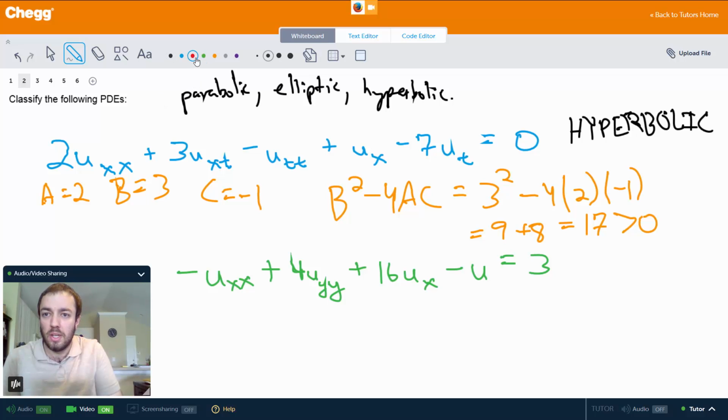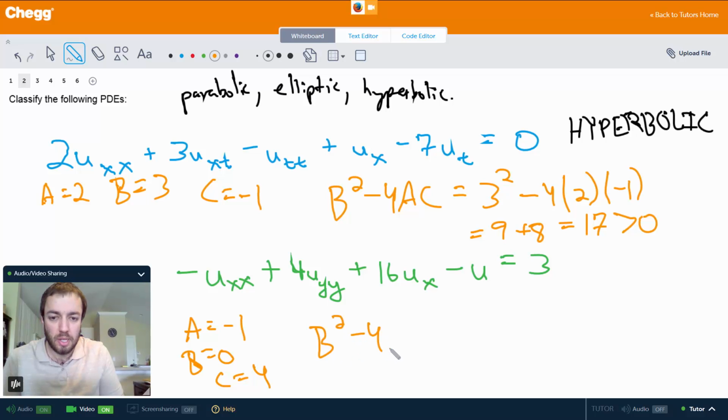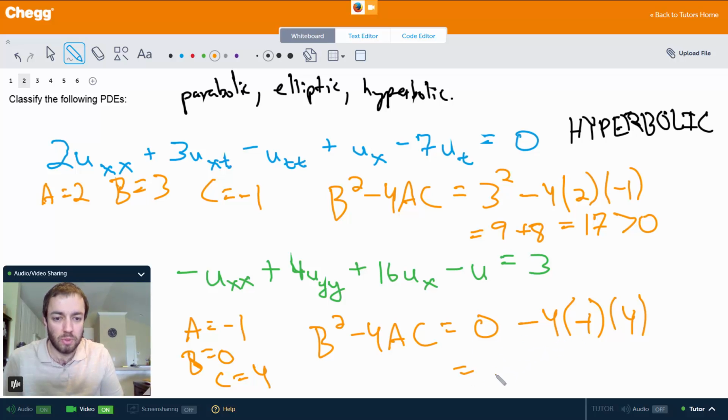Now, how about this one here? So for the second equation, we have a equals -1, because minus u sub xx is short for -1 times u sub xx. There is no mixed partial term, notice that, so b is actually 0. And then finally c is just 4, okay, 4 u sub yy. So then we have b squared minus 4ac equals 0 minus 4 times -1 times 4. So this is 0 plus 4 times 4, which is 16, which is positive. So this one is also hyperbolic. So we ended up having two hyperbolic equations here.